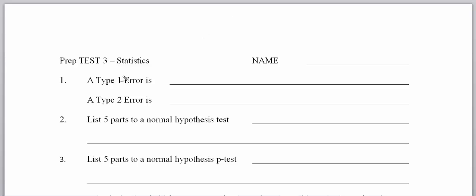We are going to look at some definitions and get through some confidence intervals down at the bottom of the page. First, we're going to look at some vocabulary. You should know what a type 1 and type 2 error is.